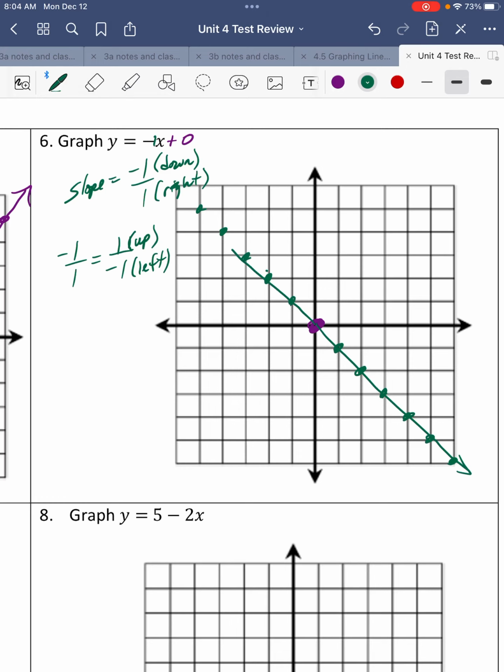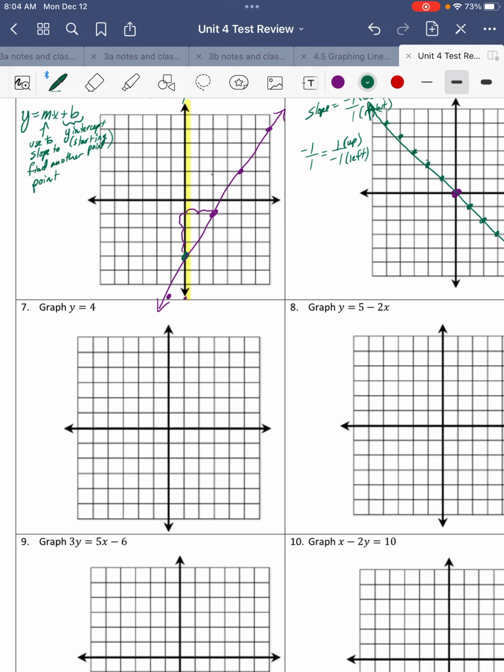If I could draw a straight line. That is why people use straight edges.